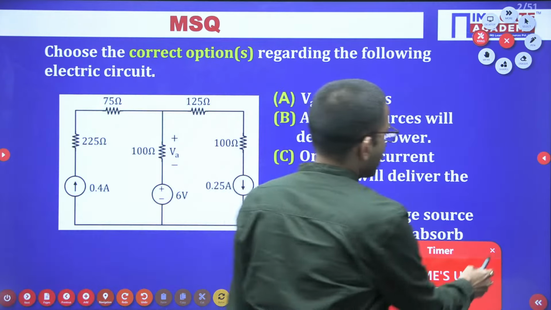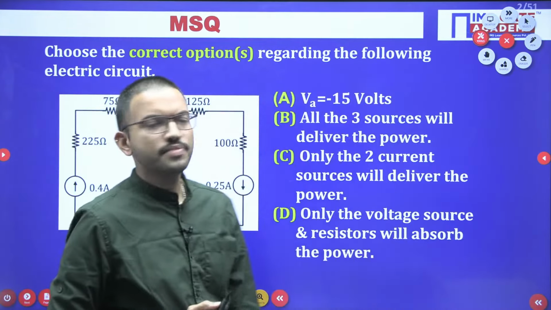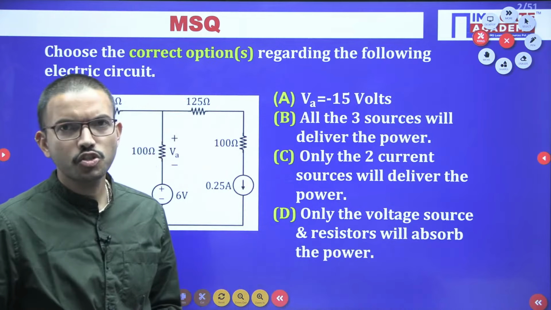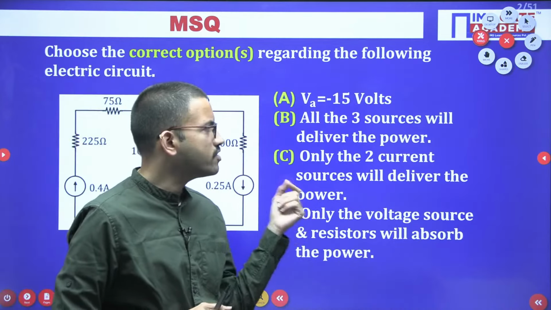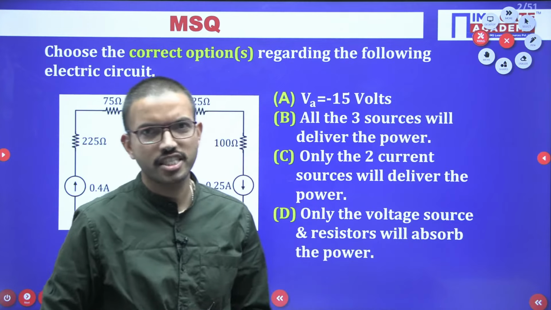Time up. Whoever tried, you can mention whichever options you feel are correct, or whichever options you feel are incorrect, in the chat.